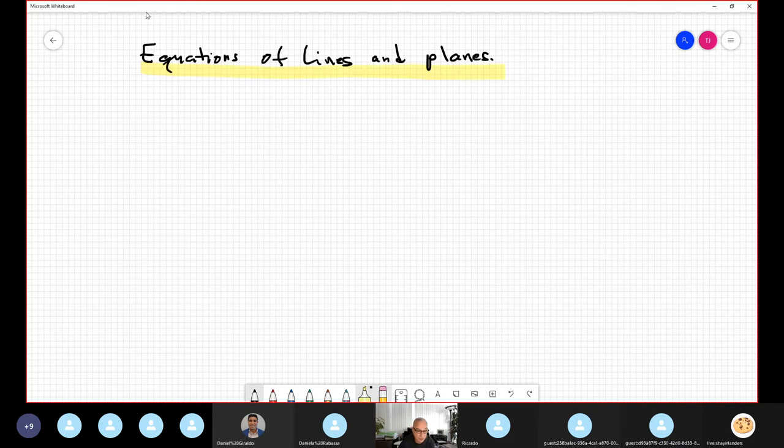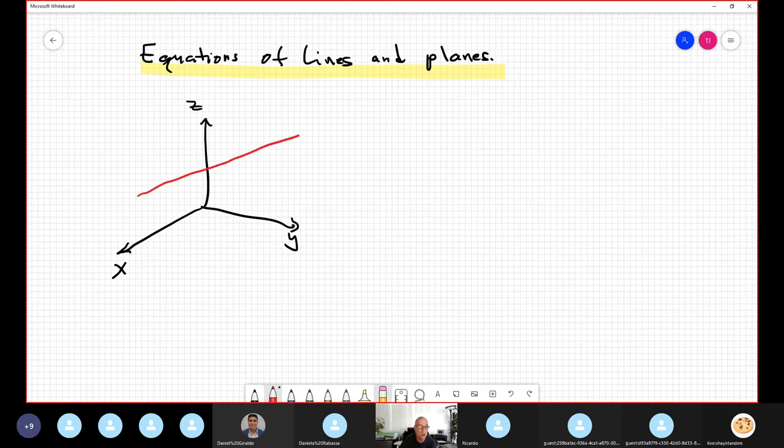Okay, let me start with the line. I want to discuss the theoretical part. After that I bring two examples, one of the line and one of the plane, and we continue Friday, again, line, plane. Suppose this is the rectangular coordinate system that we studied the first day, X, Y, and Z. And this is my famous line. I want to determine the equation of this line.